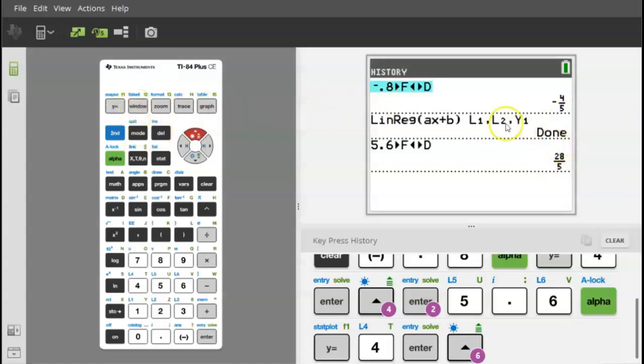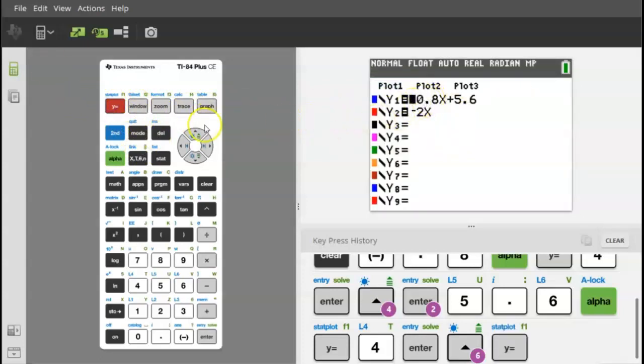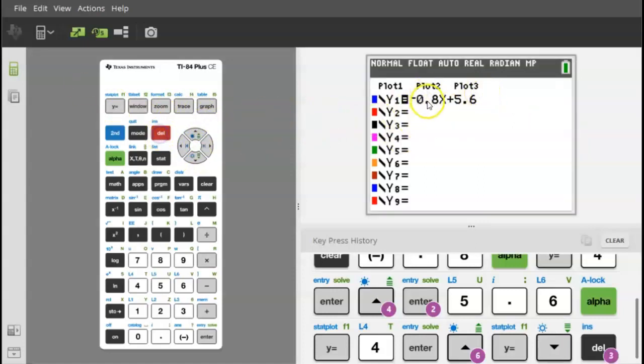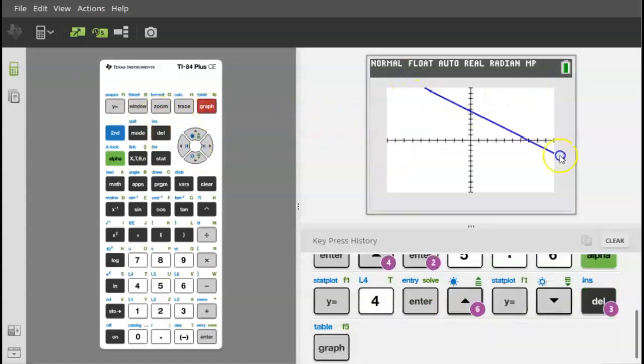And remember how I had it store it in y1? If you look in the y equals, it has pasted it there. That was left over from the last example. But you can see it has pasted it there, and there's the graph, and you can verify that it does go through (2, 4) and (-3, 8).